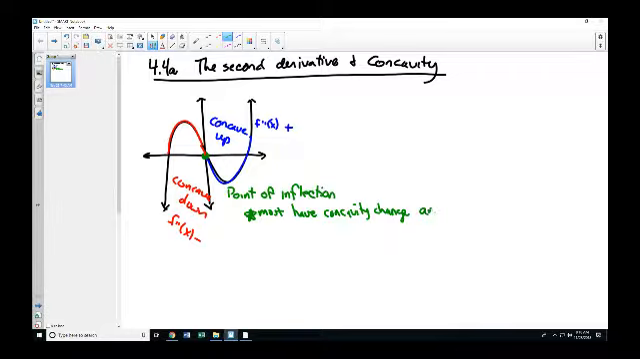And there's your litmus test. Where is the second derivative 0 or undefined, and then you do the sign change analysis. Okay. So again, very similar to the first derivative test that we've been working with.